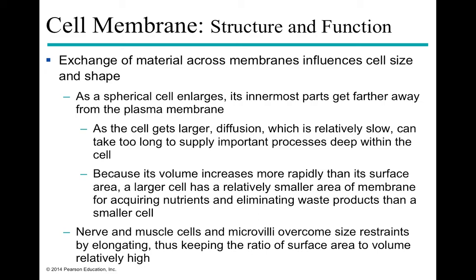Certain cells are able to overcome those size restraints by becoming very, very long, like a tube. Therefore, the ratio of the surface area to volume is going to stay high enough for the waste exchange and nutrient exchange to still occur.